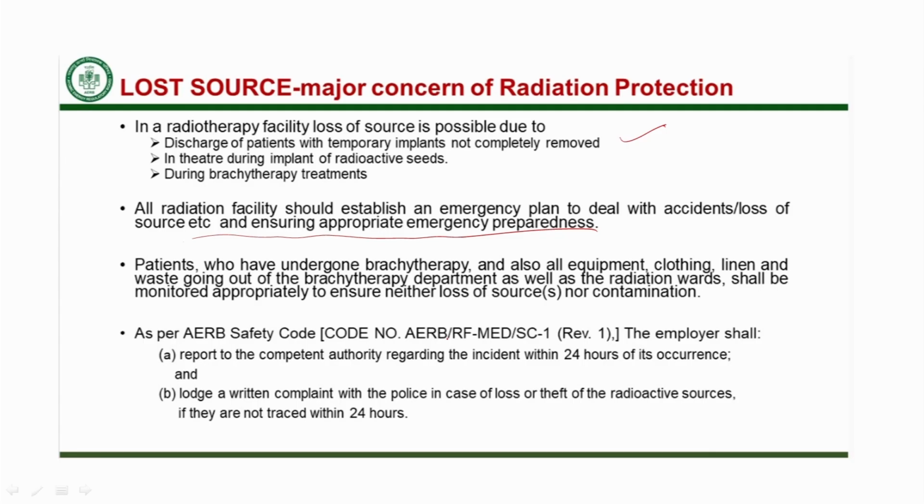As per the AERB safety code, in case of loss of source, the employer or radiation safety officer should immediately report to the competent authority within 24 hours of the accident or loss of source, and lodge a written complaint with the police in case of loss or theft of the radioactive source, if it is not traced within 24 hours. This is the immediate action that needs to be performed.